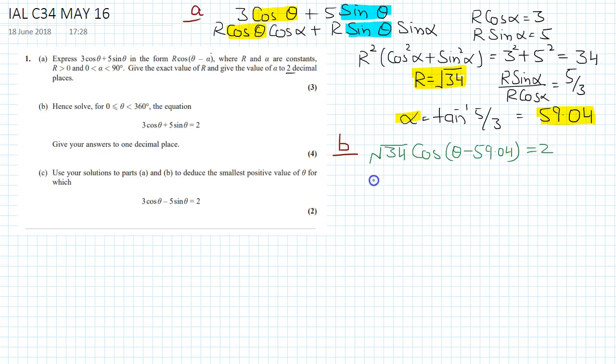So if we calculate, theta minus 59.04 is equal to cos inverse of 2 over root 34, and that is equal to 69.94.